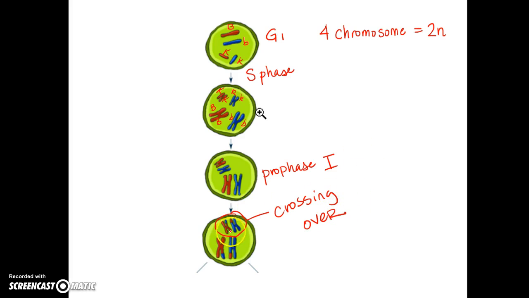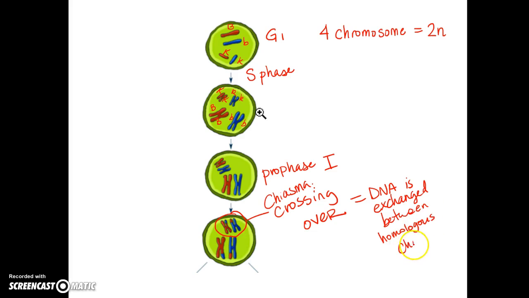What happens is they get so close together they form what's called chiasma. That just means the DNA gets so close together that we'll see little pieces switch. So DNA is exchanged between homologous chromosomes. We'll get a little bit of reshuffling of genes here.